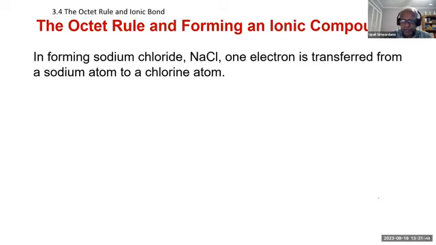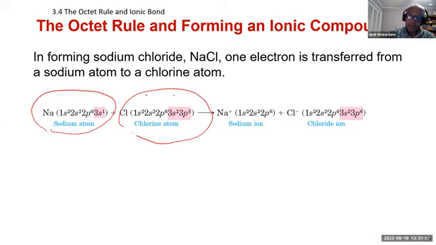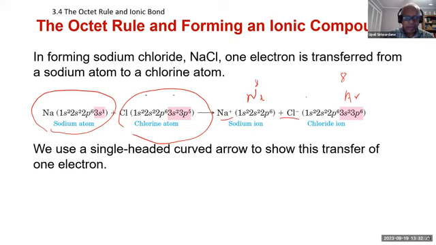In forming sodium chloride, one electron is transferred from sodium to the chlorine atom. This is the sodium electronic configuration. That's the chloride. Sodium becomes like neon, and chloride becomes like argon. Both have 8 electrons. The attraction between the sodium ion and chloride ion is the formation of an ionic compound.